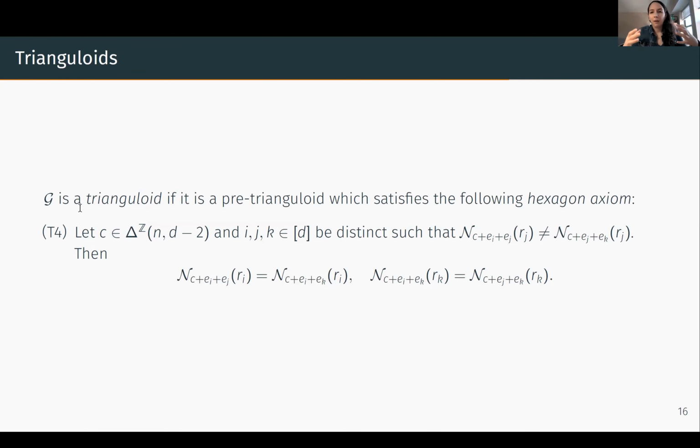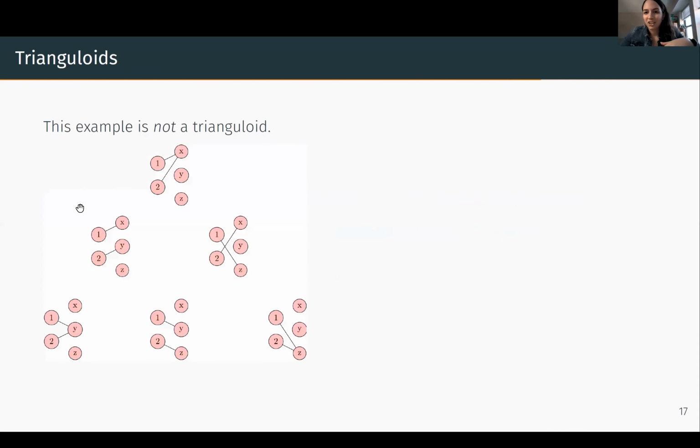But this last axiom, which they call the Hexagon Axiom, is the final thing that you need for it to be a trianguloid. And these trianguloids correspond to triangulations of products of simplices. But instead of explaining what this condition is, I'm just going to show you an example. The example that I had before is not a trianguloid, okay? But what I'm going to do now is associate each of these bipartite graphs to a monomial. If I have an edge, then for example here I'm going to have x1, x2, here I'm going to have x1, y2, and so on.